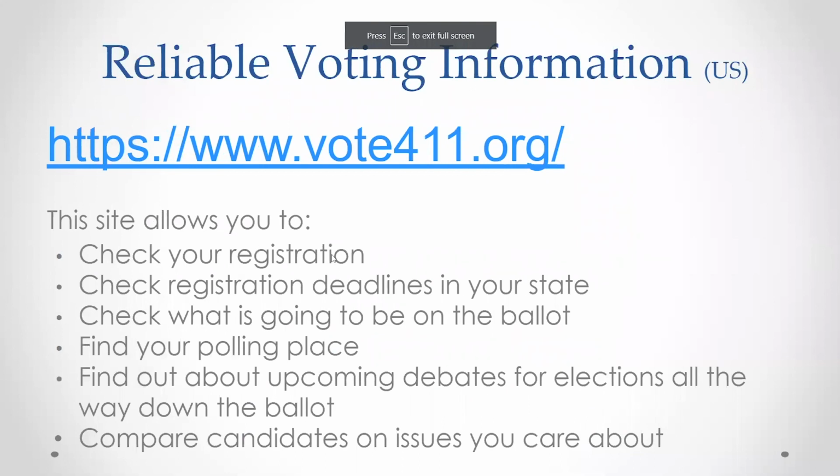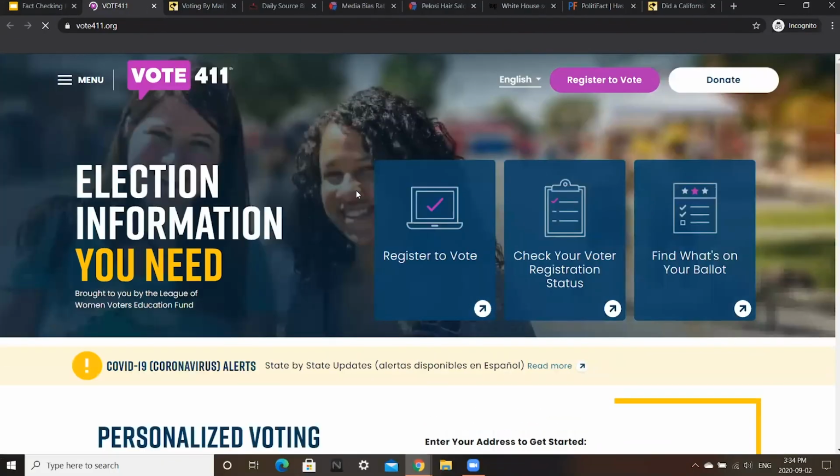We also have this site that is very reliable for voting information. This site will allow you to check your registration for voting, as well as the deadlines in your state for voting, and who is going to be on the ballot or what is going to be on the ballot, as well as finding your polling place and other details about casting your vote.